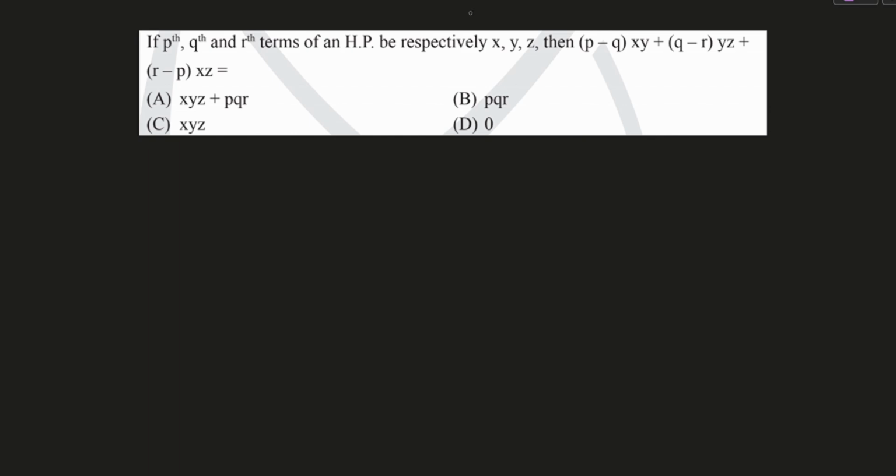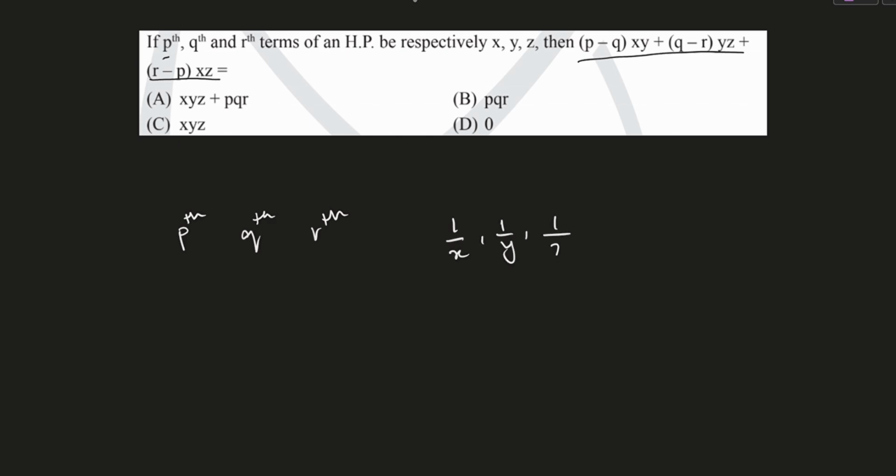So in the first problem, we have been given that the pth, qth, and rth terms of an HP are x, y, and z respectively. And we need to find the value of this expression over here. First of all, the first thought that comes to my mind when I see an HP is that the reciprocal of its terms are in AP, because I don't know much about HP, but I know a lot about AP, right? So the analogy which I came up with is that pth, qth, and rth terms of an AP are 1 by x, 1 by y, and 1 by z. This is what I'll be using.